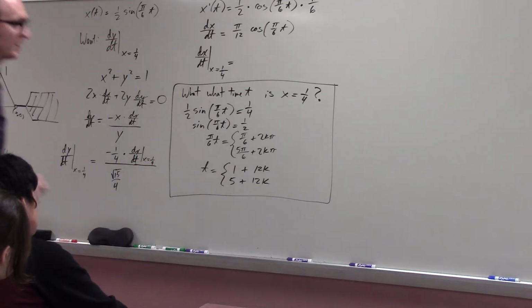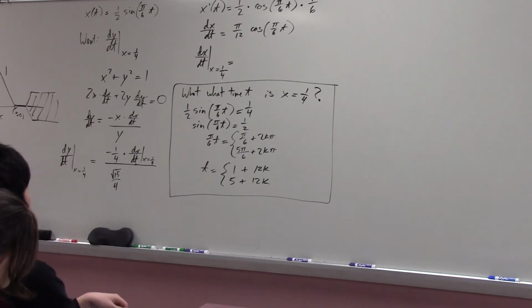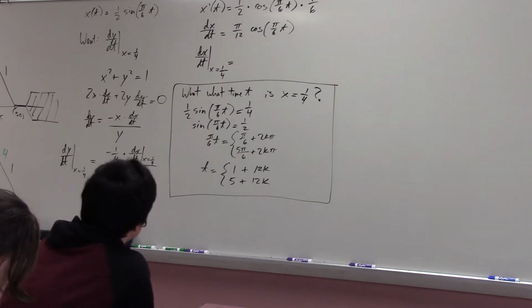Okay, in other words, this is going to happen, x is going to be at 1/4 when t is 1 or 5. Let's see if that actually makes sense.